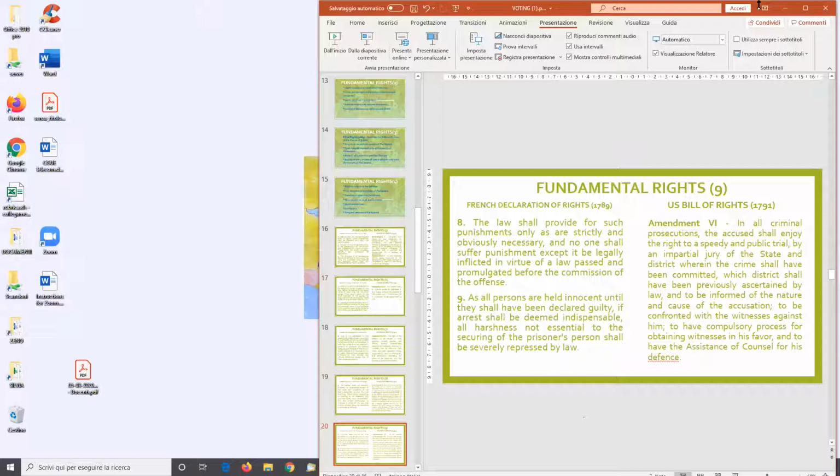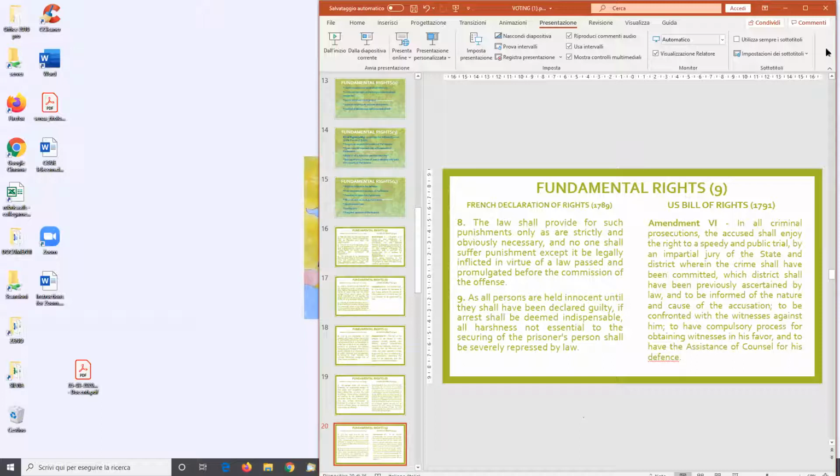So what is it saying? First of all, punishments are set only by law and are strictly and obviously necessary. The proportion between the crime and the punishment, and the idea that law is not retroactive. Criminal law is not retroactive. And the law must be promulgated before the commission of the offense. So you cannot sanction behaviors, criminally sanctioned behaviors, that have been put into place before the enactment of the law. So we find several principles.